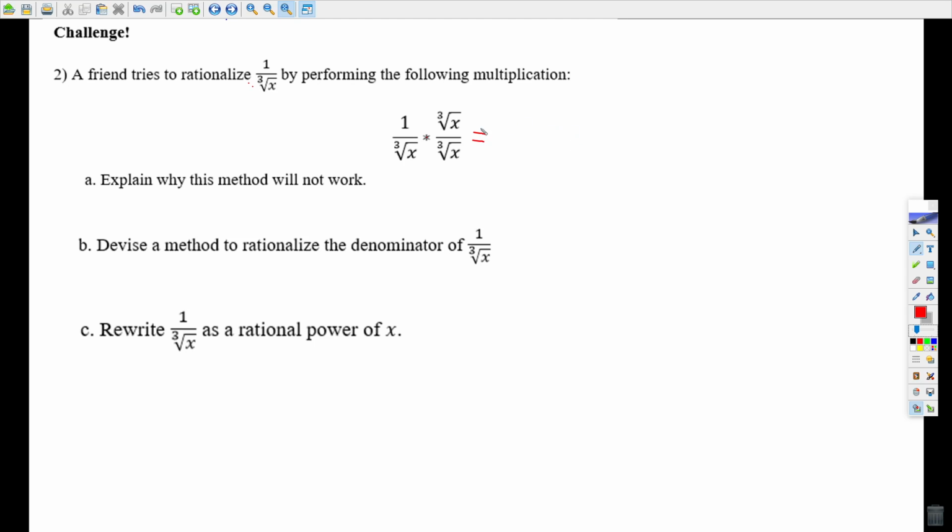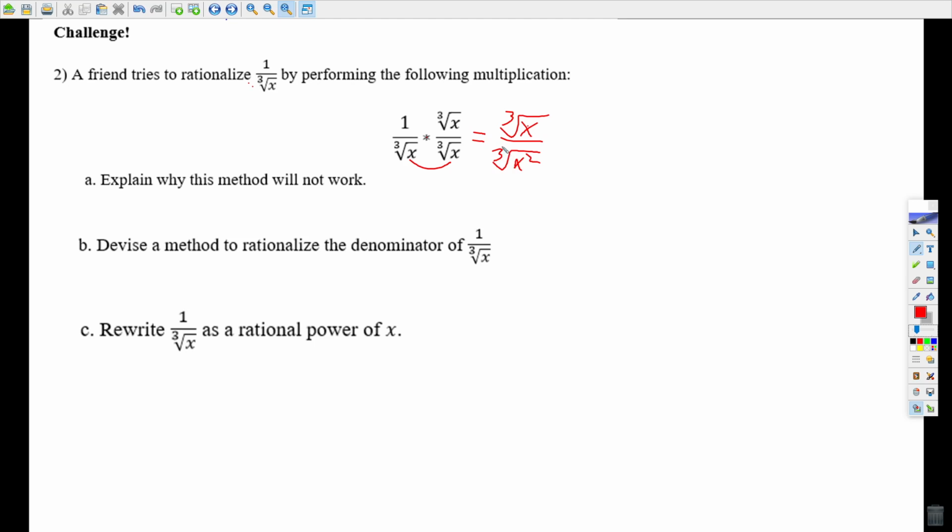Well, let's just try and see what happens. 1 times this doesn't change anything. We get just cube root of x on top. The bottom, what happens when we put these two together? We would get the cube root of x times x, which is x squared. So what's the issue here?